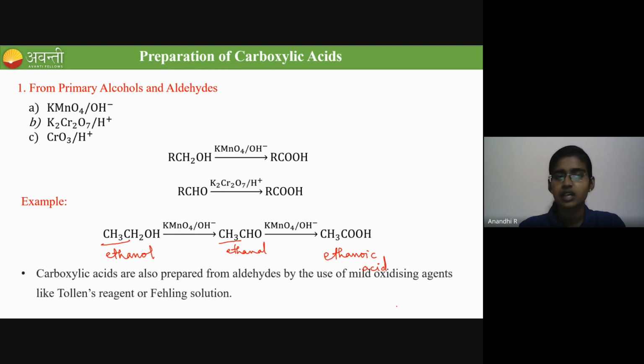Carboxylic acids are also prepared from aldehydes by the use of mild oxidizing agents like Tollens' reagent or Fehling's solution. Tollens' and Fehling's solution, we have discussed in aldehydes and ketones under the tests for aldehydes. Okay, so for today, moving on to the second preparation of carboxylic acid.